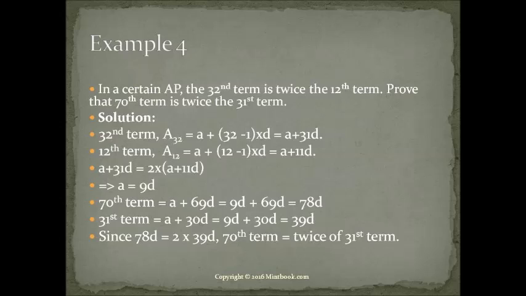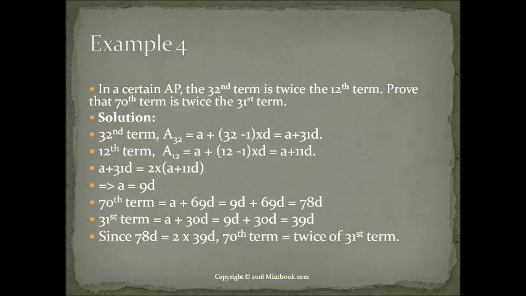So first we will write down, let the first term of this arithmetic progression be A and the common difference be D. So we can write 32nd term, that is A32, is equal to A plus 32 minus 1 into D, which gives us A plus 31D. Similarly, we can write down the 12th term as A plus 12 minus 1 into D, which gives us A plus 11D. Now according to the question, the 32nd term is twice the 12th term. So we can write down an equation, A plus 31D is equal to twice of A plus 11D.